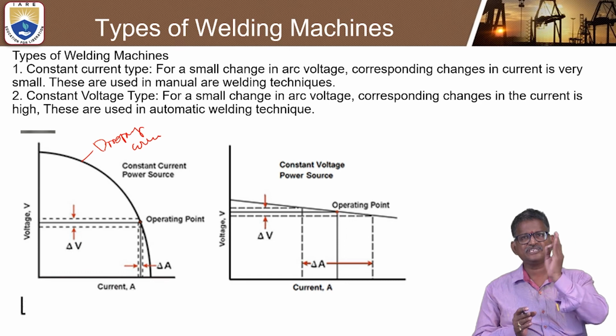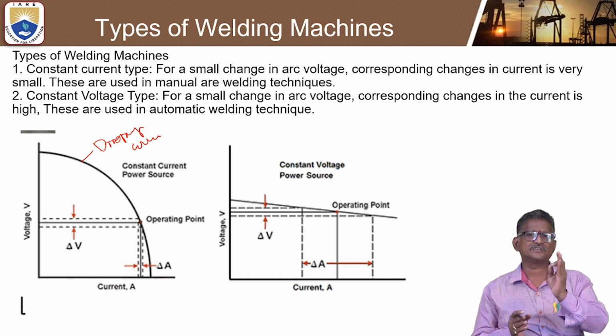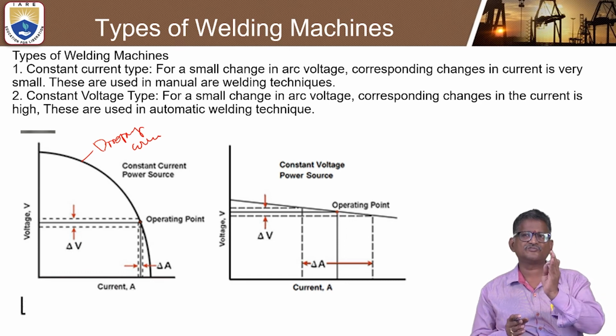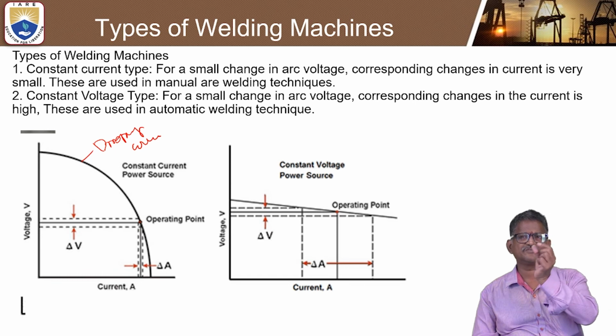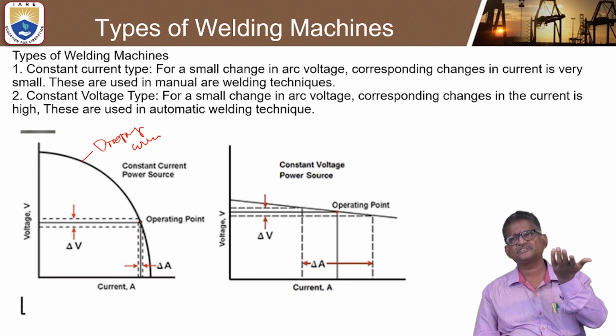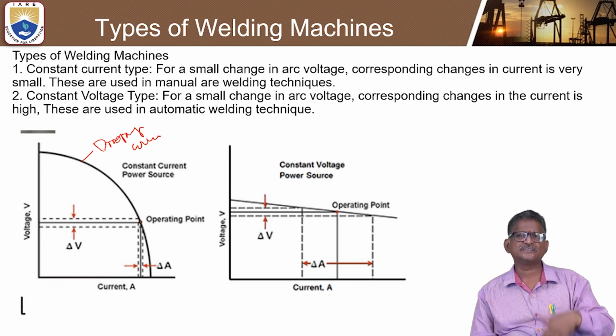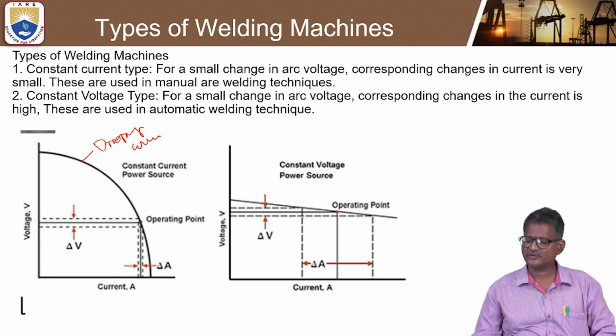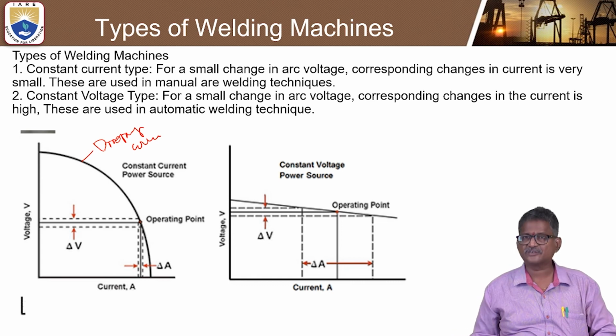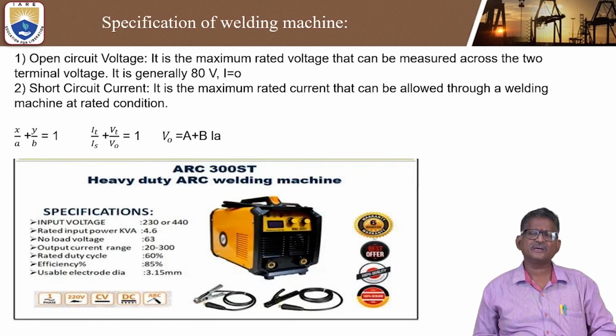Even for a small change in arc voltage, the corresponding change in current is very small. These are used in manual welding techniques. And in constant voltage type, for small changes in the arc voltage, the corresponding changes in the current are high. These are used in automatic welding techniques. Okay, so this is the first part of welding, and now some of the specifications of welding.